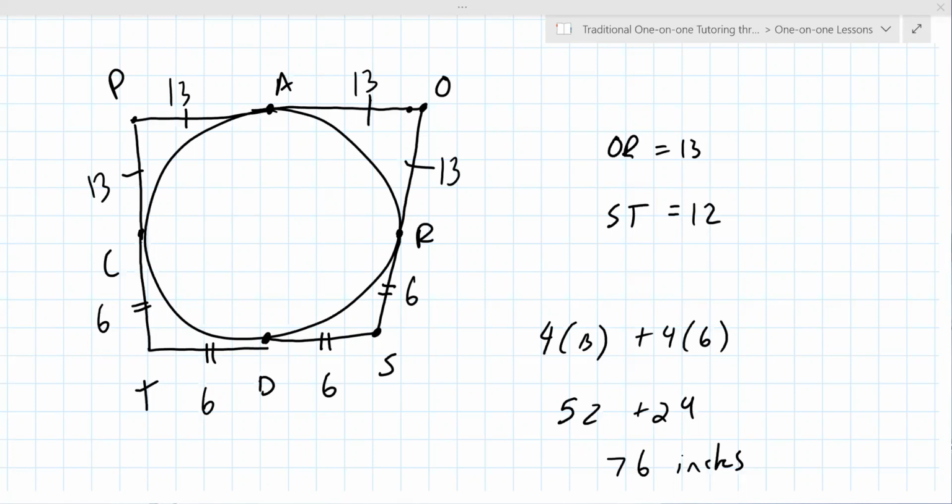So I just have to understand with this one that many of the sides are the same. You have to understand that from a point outside the circle, the two tangents are always congruent. All right, yeah, I definitely see that.